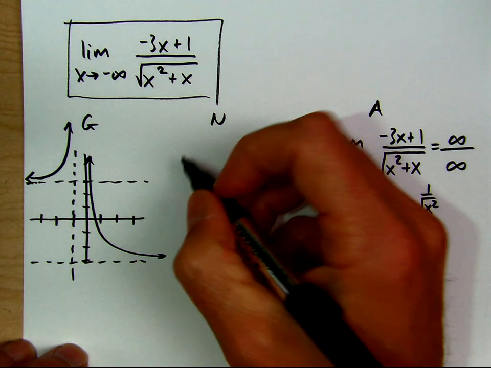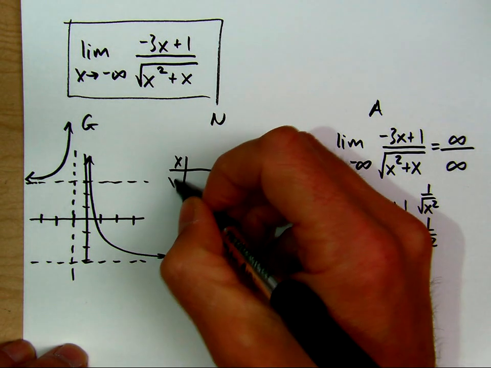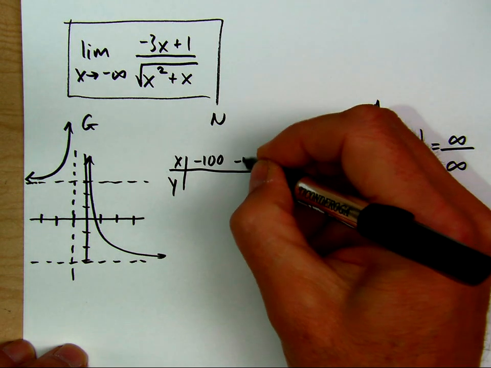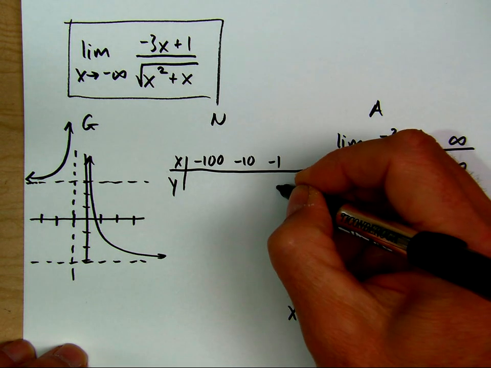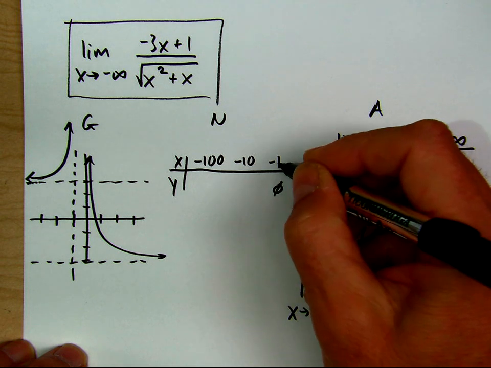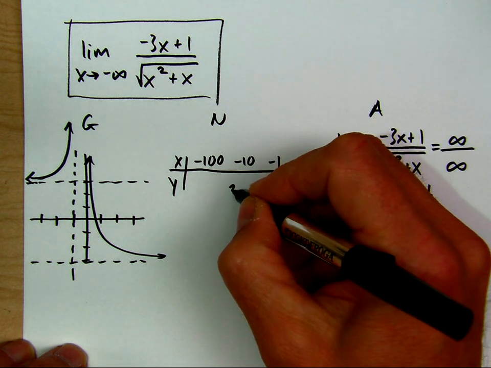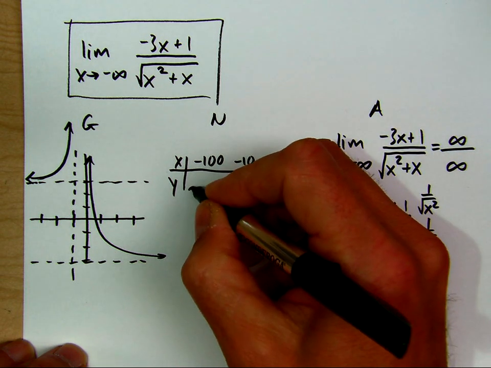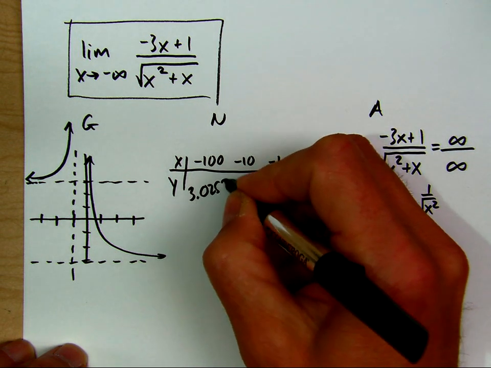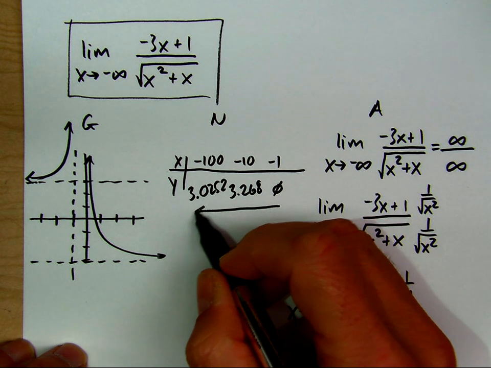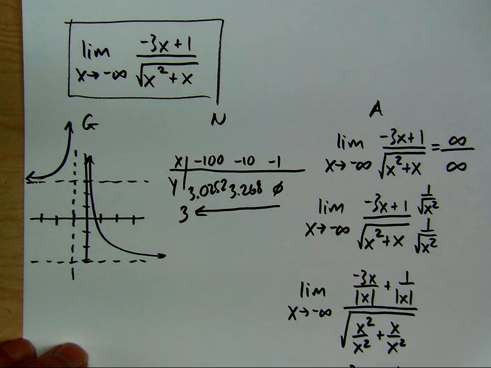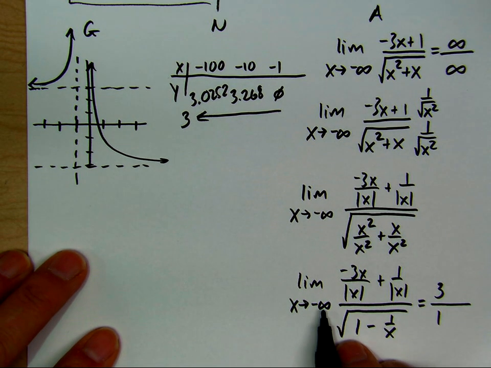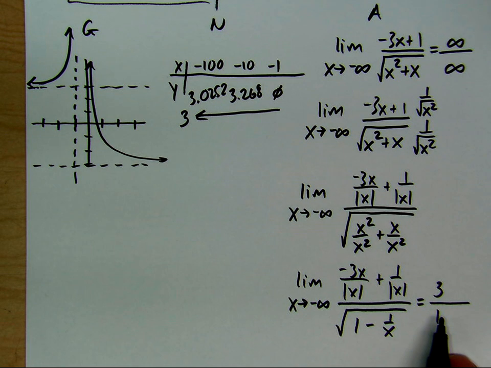And if we show it numerically, we are looking to the left. We might have these numbers. So it's undefined at negative 1. At negative 10, we have 3.268, and at negative 100, 3.0252. So we can see these y values approaching 3. And so we confirm that the limit as x goes to negative infinity is 3. And we'll stop there.